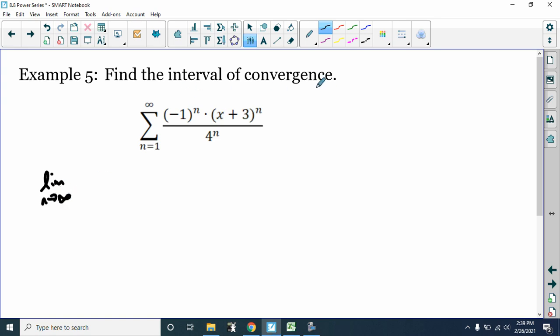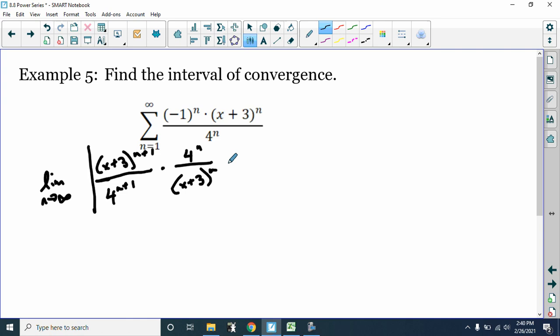Again, anytime you're looking for the interval of convergence, you're going to start with the ratio test here. So I've got the absolute value of (x plus 3) to the n plus 1 over 4 to the n plus 1. You could include the (-1) to the n if you really want to, but because we're taking absolute value, I'm going to get a positive number anyway, so I don't need to worry about that much. Divided by a sub n. It's less than 1. Simplify.